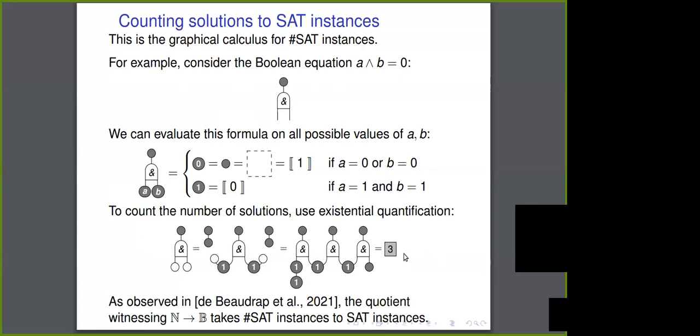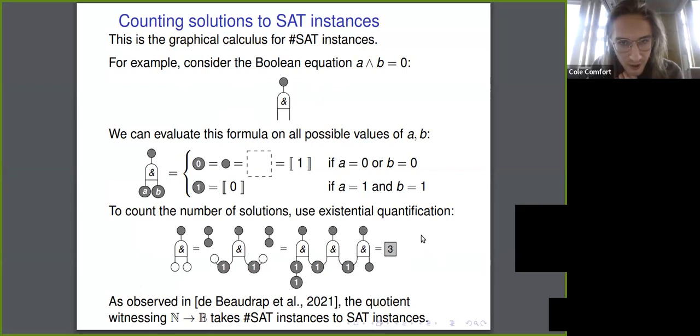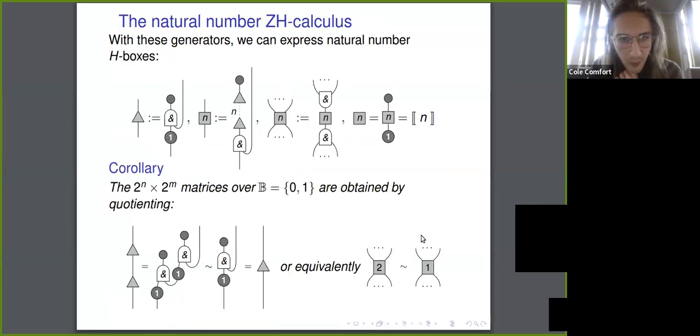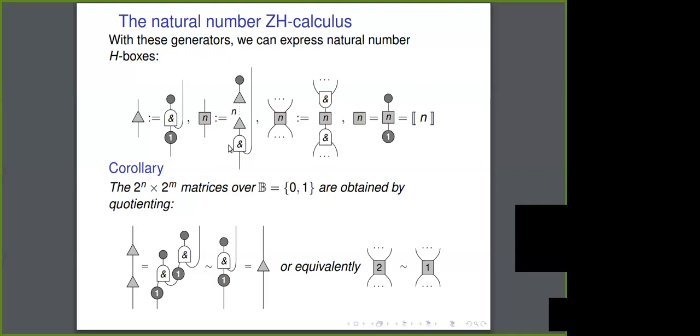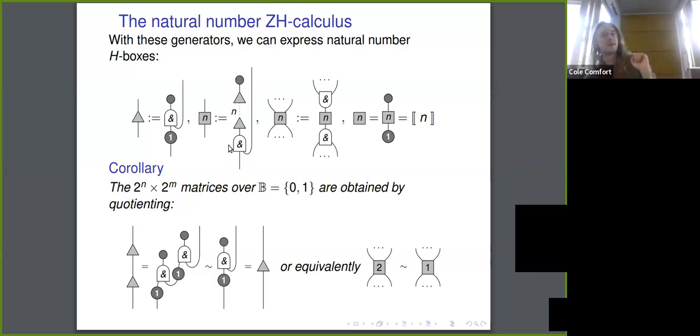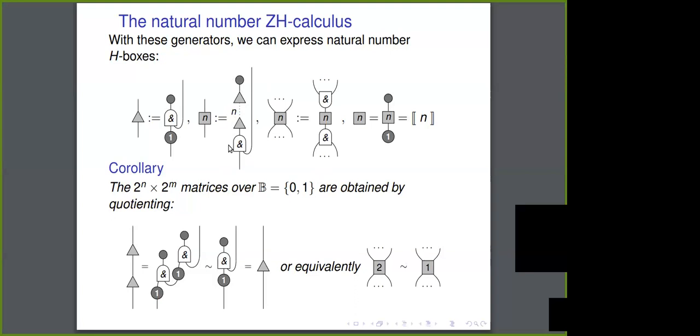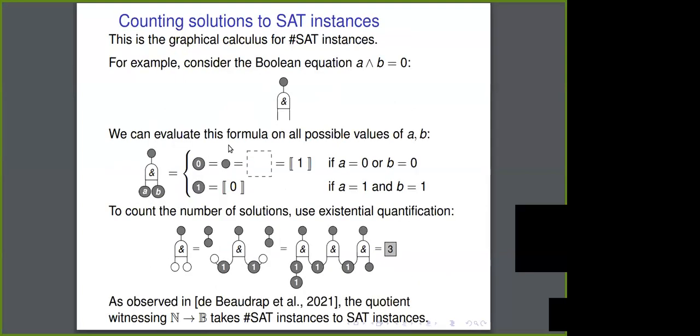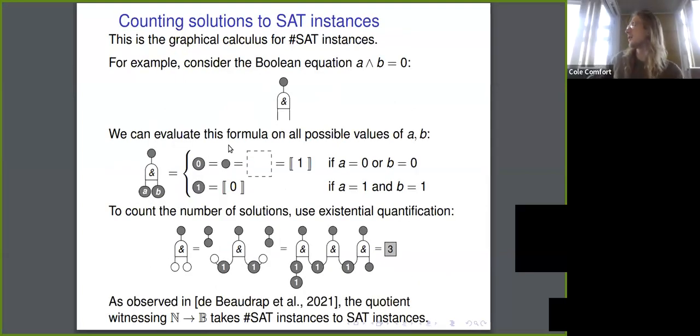Yep. Is this a normal form or something you put it into so that you can tell straight away that that scalar equals 3? So I put it into just this form. Oh, I see. Just the way that I represent the H box. It's successors. It's like a chain.